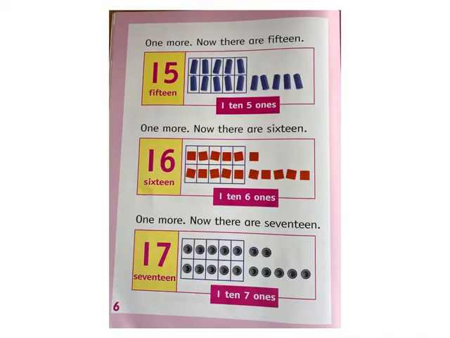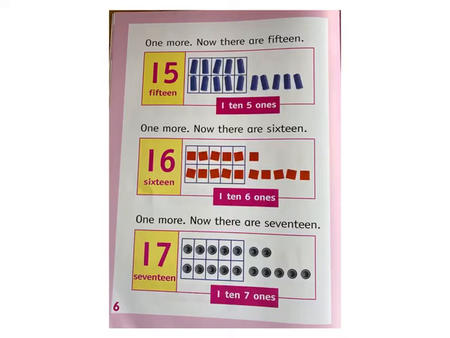One more. Now there are, how many? You tell me. That's right, there's 15. 1 10 and 5 1s is 15. One more. Now there are 16. We have 16 squares here. 1 10 and 6 1s is 16.